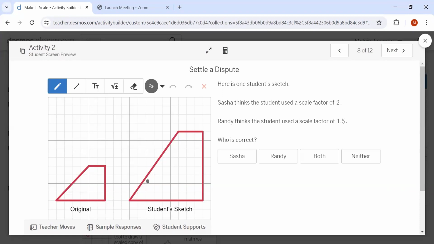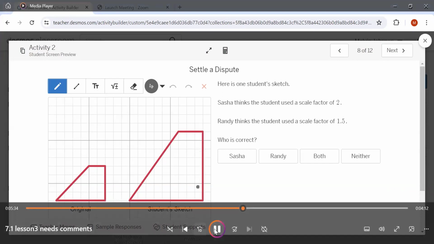What do I mean? If you count each side of this, go ahead and pause real quick. If you count each one, 1, 2, 3, 4, 5, 6, and our scale copy, we'll see what this is, 1, 2, 3, 4, 5, 6, 7, 8, 9. So that's 6, and the original is 6. The drawing is 9, so that should be 1.5.